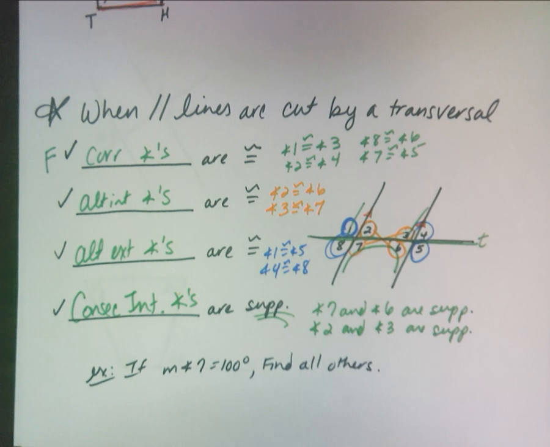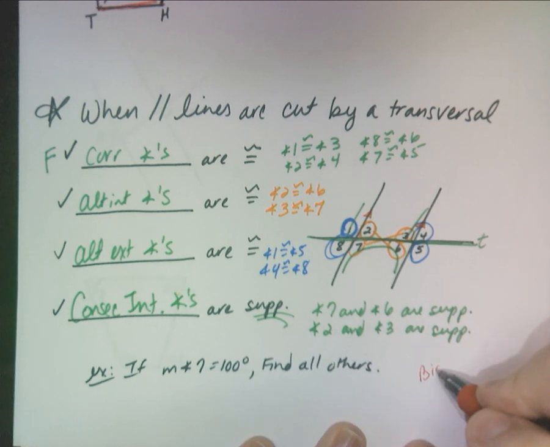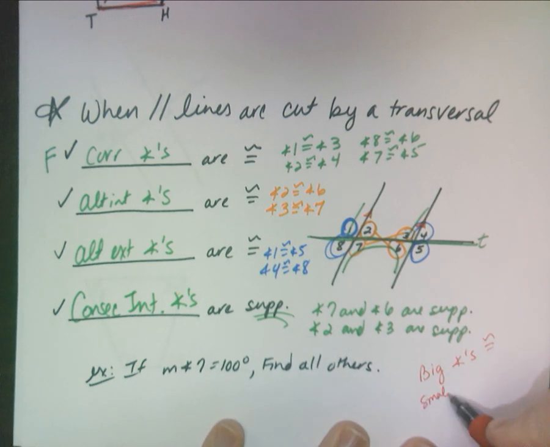But here's what's so cool about parallel lines cut by a transversal. And I call it the big, small rule. Pretty much all the big angles are congruent to each other, and all the small angles are congruent to each other.